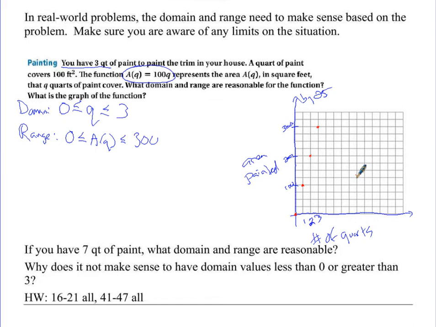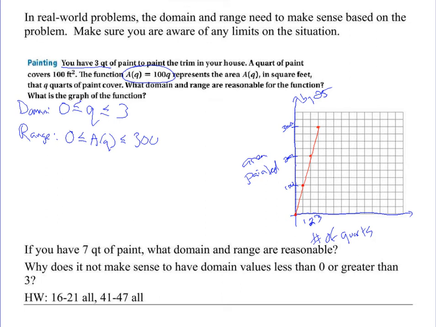Now, do I have to use exactly 1 quart or exactly 2 quarts? No. So would I leave this as dots or would I draw a line here? Draw a line. Now, will the line, when I draw it in, extend out here? No, it won't, because I don't have any negative paint. I also don't have any negative area. Will the line that I draw extend out this way forever? No, because we only have 3 quarts of paint. If we had an unlimited amount of paint, then yeah, you would, but not in this case. So we're just going to draw in that segment that starts and stops on our graph, and that's it.